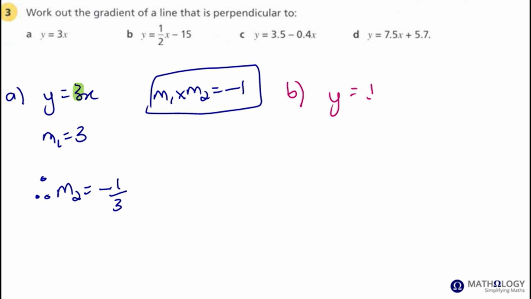B, y equals a half x minus 15. Gradient 1 equals a half. The line must be in standard form in order to read off the gradient. Therefore, the gradient of the perpendicular line will be the negative reciprocal of a half. So that's positive half, so the perpendicular gradient is minus, and the reciprocal of 1 over 2 is 2 over 1, just minus 2.